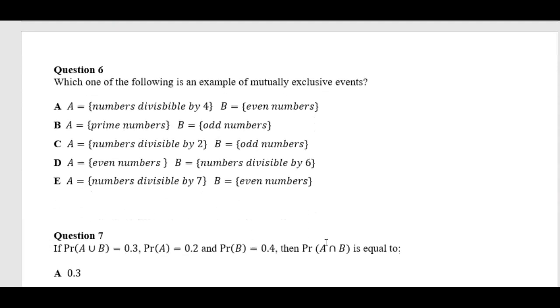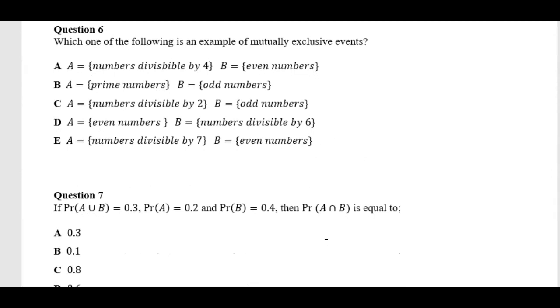All right, question 6. Which one of the following is an example of mutually exclusive events? So remember, mutually exclusive events have nothing in common. So if you drew them on the Venn diagram, they look like that. Girls, I'm noticing with Venn diagrams, you are putting your rectangle around. So please make sure you put your rectangle around your Venn diagram. Okay, so there's no intersection. So they have nothing in common.